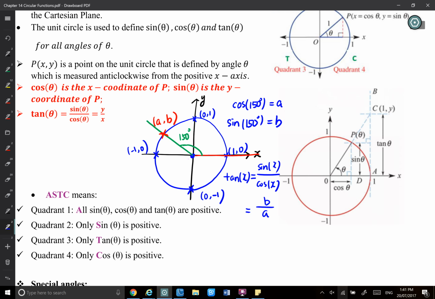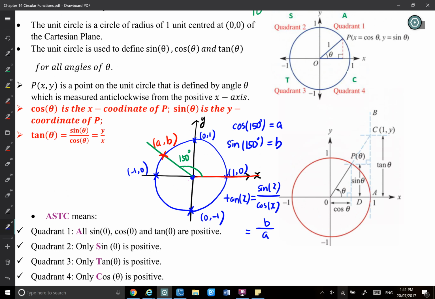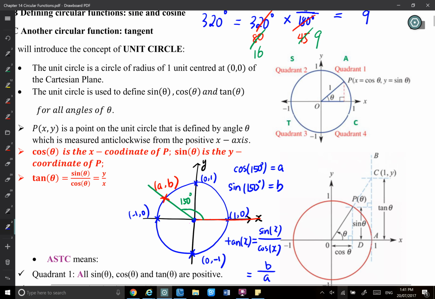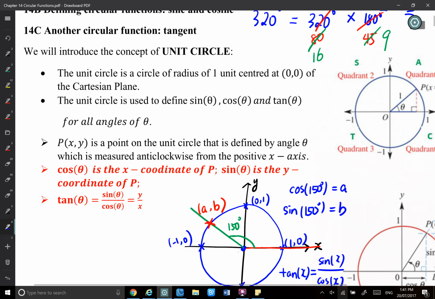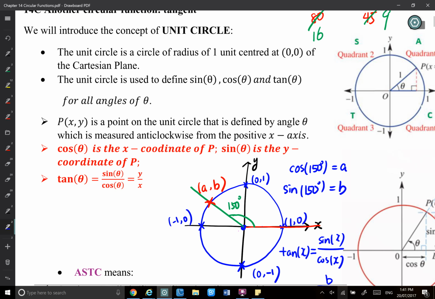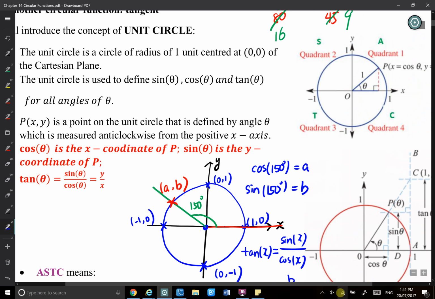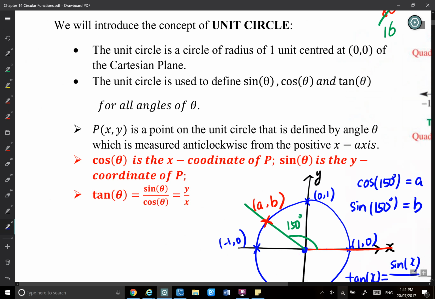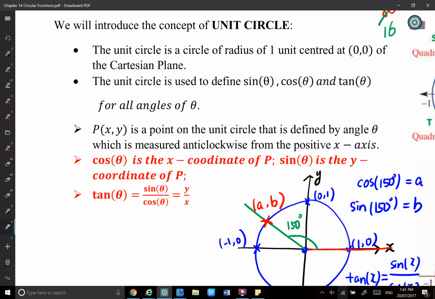This is the definition for the circular function. Next thing, we will introduce the unit circle. The unit circle is a circle of radius 1 centered at (0, 0) of the Cartesian plane. The unit circle is used to define sine, cosine, tangent. P(x, y) is the point on the unit circle that is defined by angle theta, which is the (a, b) point I'm talking about. This is the point of intersection, where the angle is measured anticlockwise from the positive x-axis. Going this way is a positive angle, going the other way is a negative angle.